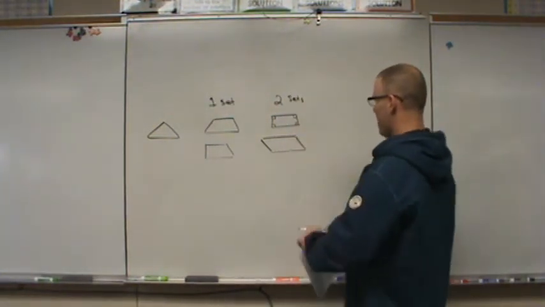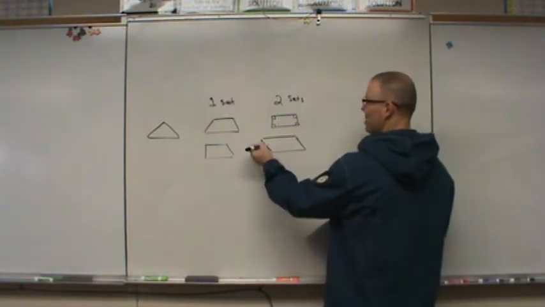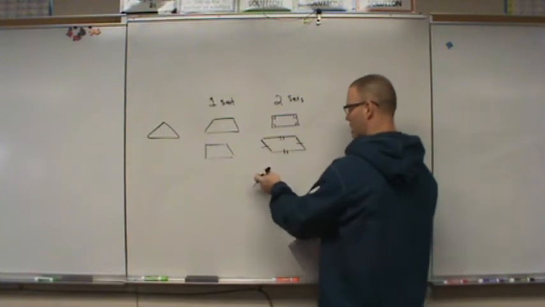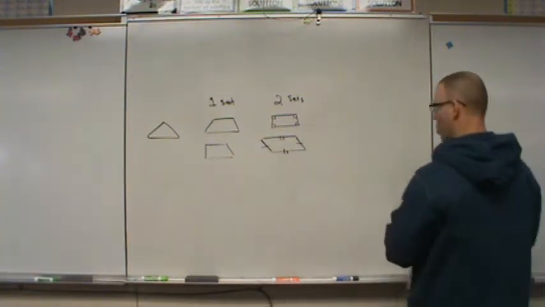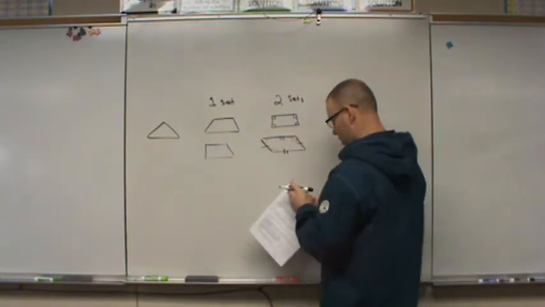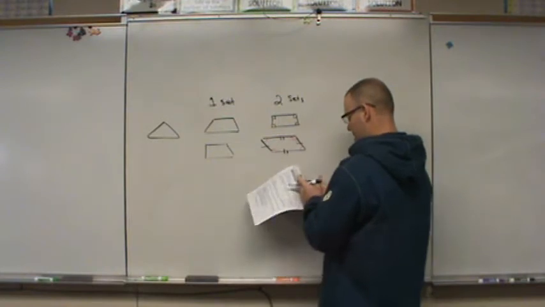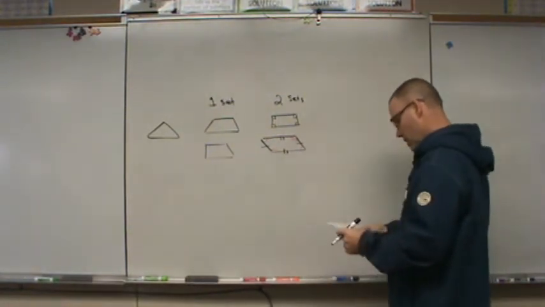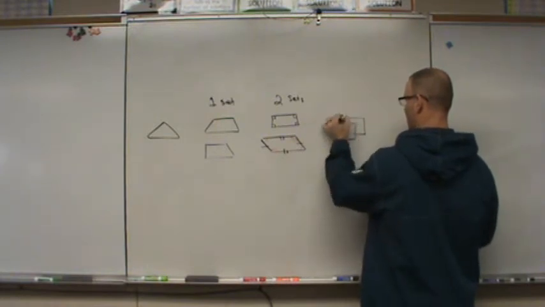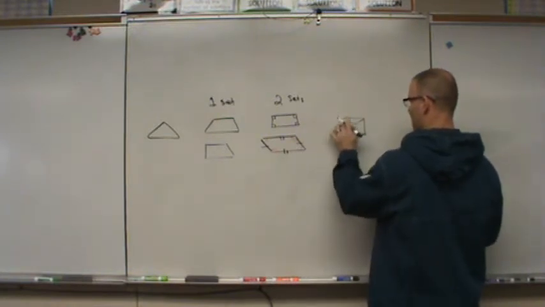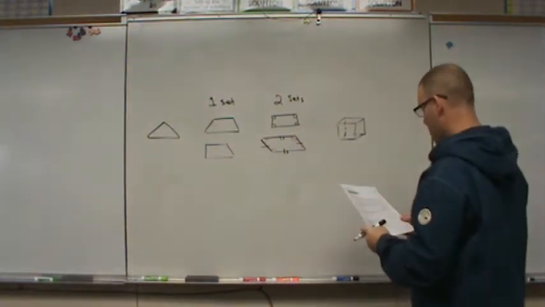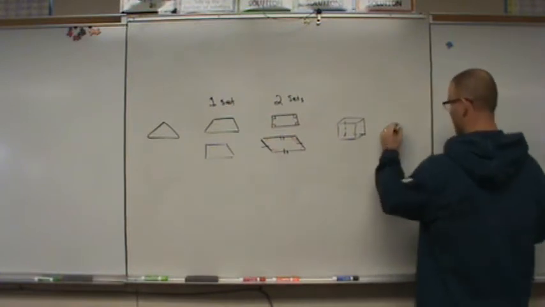Like down here, this is a parallelogram. To know for sure that it's a parallelogram, I have to know that it has two sets of parallel sides, or I have to know that opposite angles are congruent. Knowing that, yes, it's a parallelogram. A cube is like a dice. The thing about a cube is all sides have to be the same length. That's a cube.